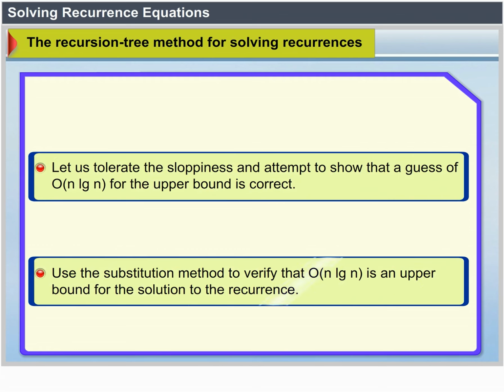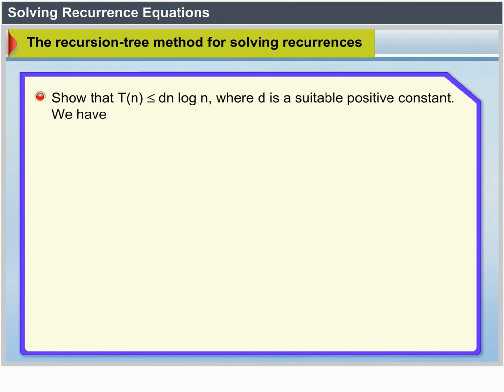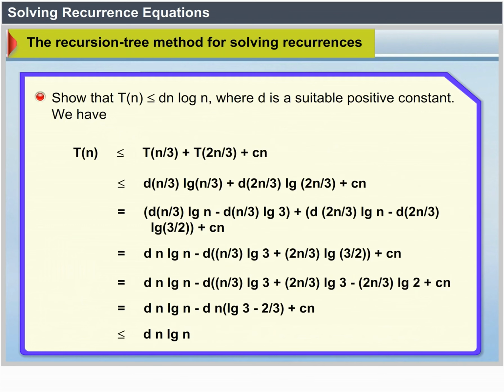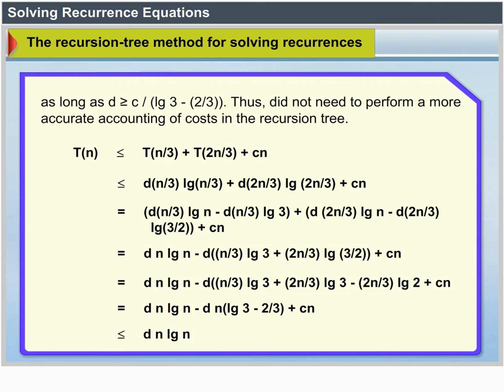Show that T(n) is less than or equal to dn log n, where d is a suitable positive constant. We have, as long as d is greater than or equal to c over (log 3 minus 2/3). Thus, we did not need to perform a more accurate accounting of costs in the recursion tree.